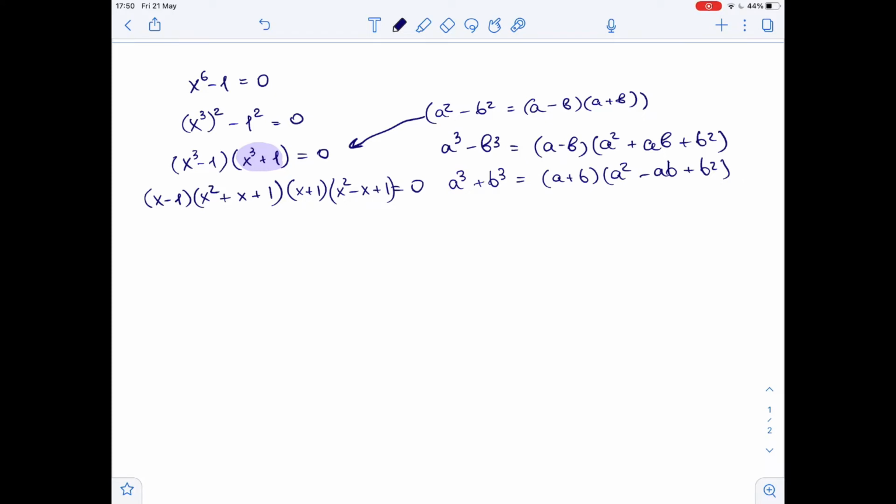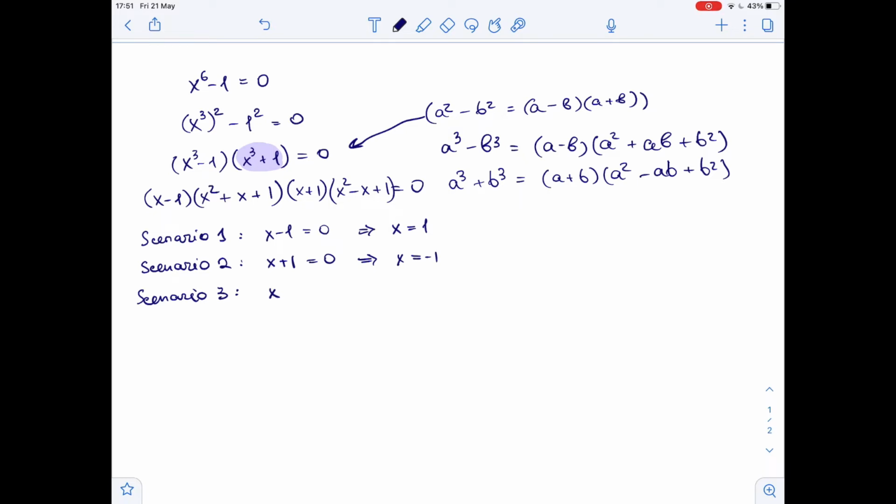So here we have a few possible scenarios. Scenario number one is that x minus 1 is equal to 0, which means that x is equal to 1. Scenario number two is that x plus 1 is equal to 0, and then x is equal to negative 1. Then scenario number 3 is that x squared plus x plus 1 is equal to 0. And scenario number 4 is that x squared minus x plus 1 is equal to 0.